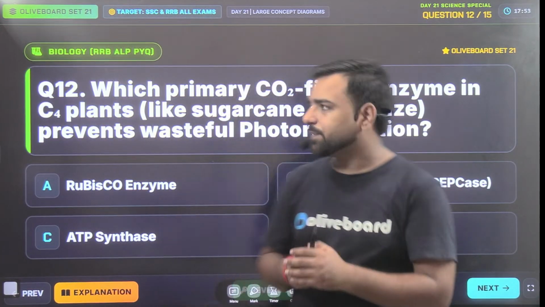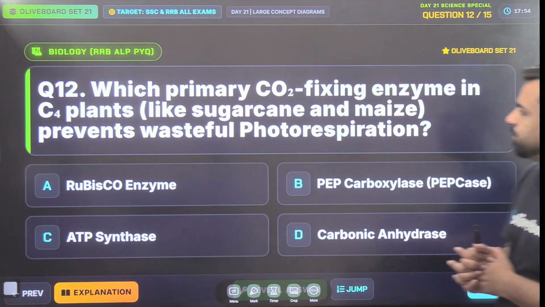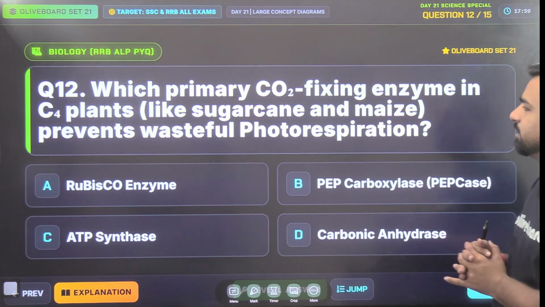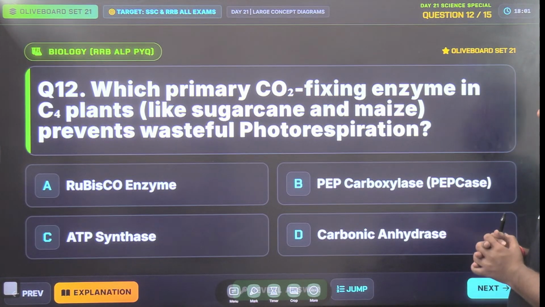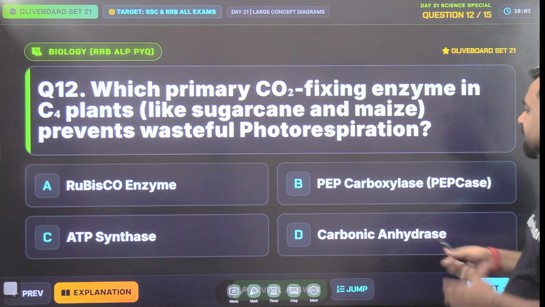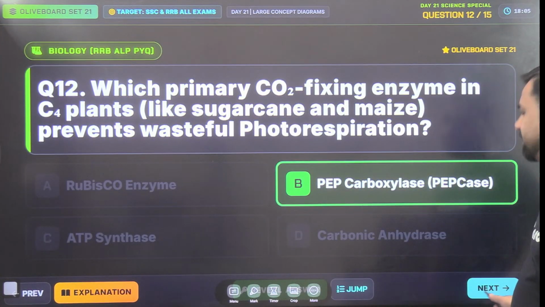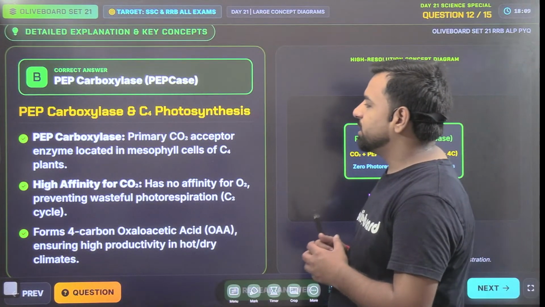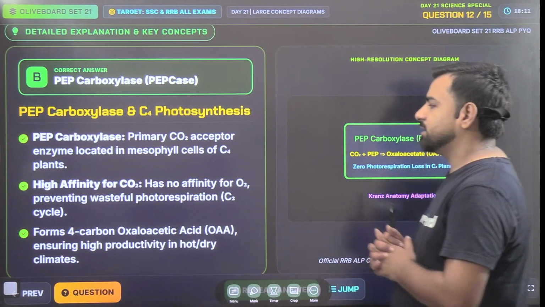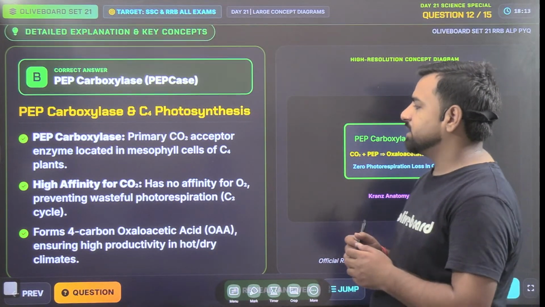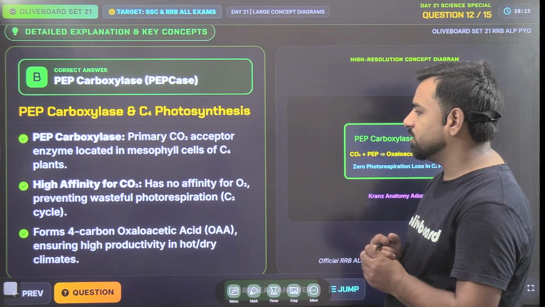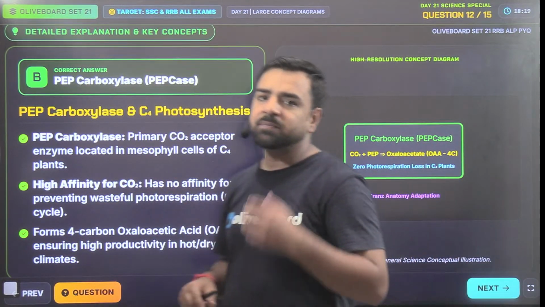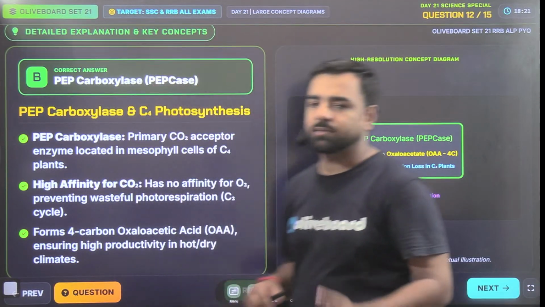Fine. Okay. So here, the primary carbon dioxide fixing enzyme in the C4 plants like sugarcane and maize that prevents wasteful photorespiration, that will be PEP carboxylase. That is option number B, the correct answer. That's the primary CO2 acceptor enzyme, which is located in the mesophyll cells of C4 plants. It has no affinity for oxygen, preventing wasteful photorespiration. So what do you mean by affinity? That's the love and affection towards something. Okay.